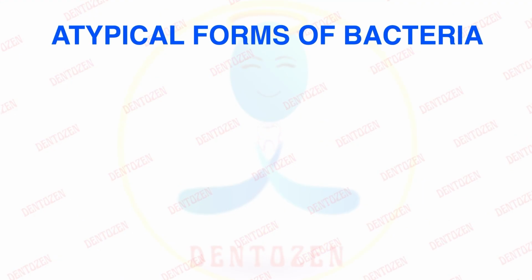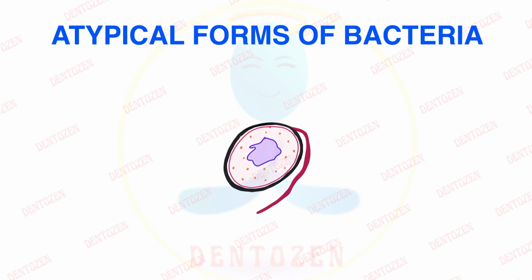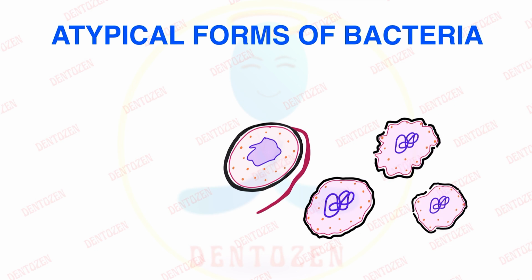Now, a normal bacterial cell looks like this, but sometimes this bacterial cell may look like this or this or this. So what are these forms? They are not looking like a normal bacterial cell. They are not typical bacterial cells. So they are called atypical forms of bacteria.